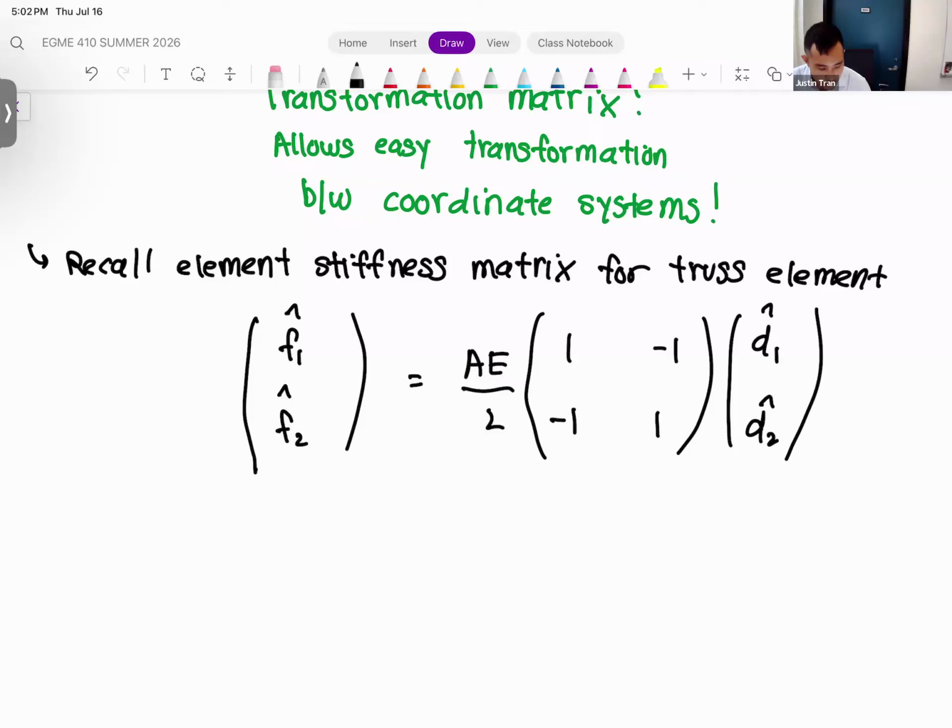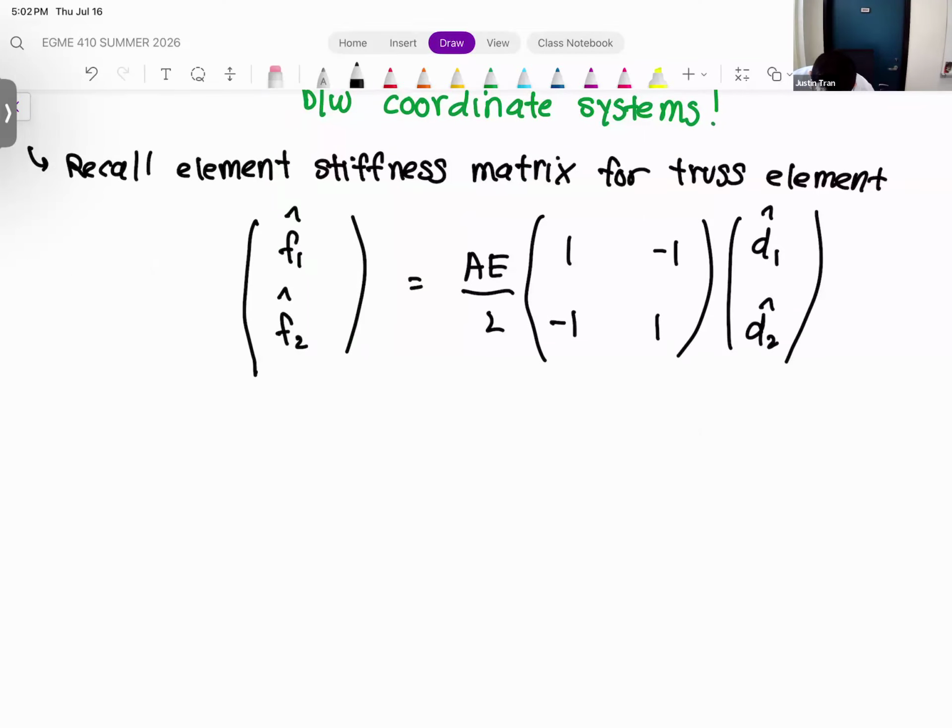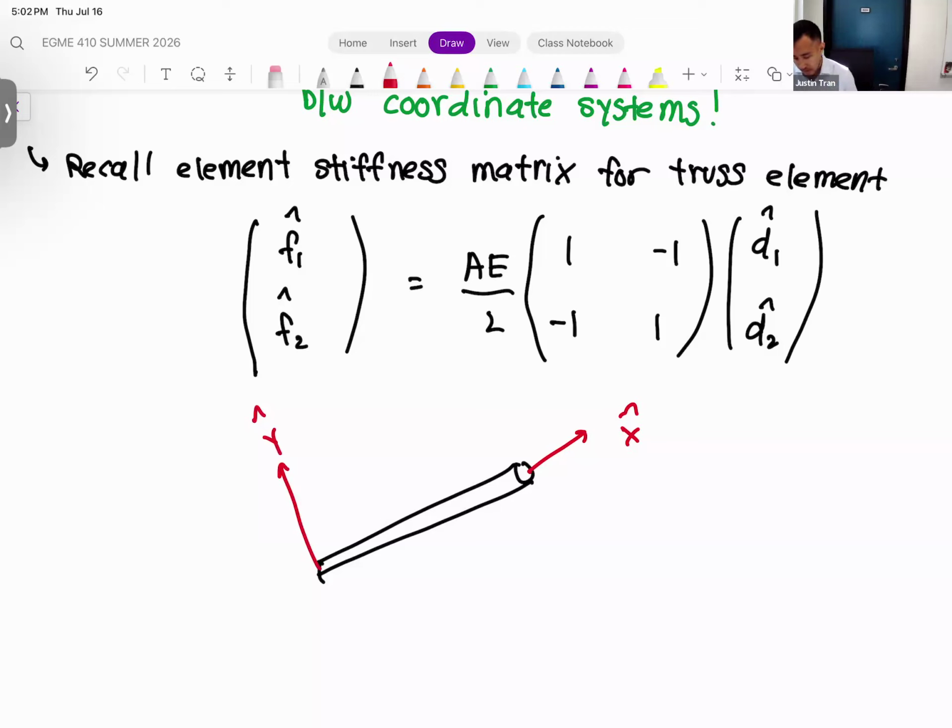Let me illustrate it, that might be a little bit easier. This is for a situation where we have a truss bar oriented arbitrarily. Remember, the local x direction is along the length of the element itself, that's how we define it, and the y direction is up that way. Right now this element stiffness matrix is only calibrated for this coordinate system that's local to the element itself.